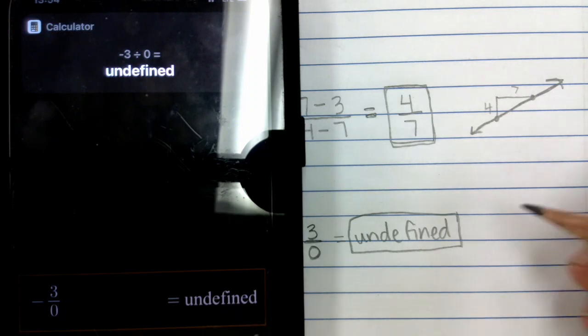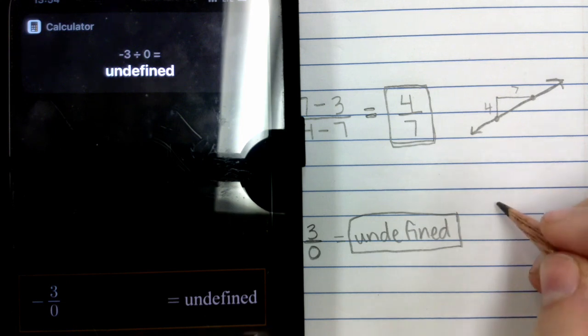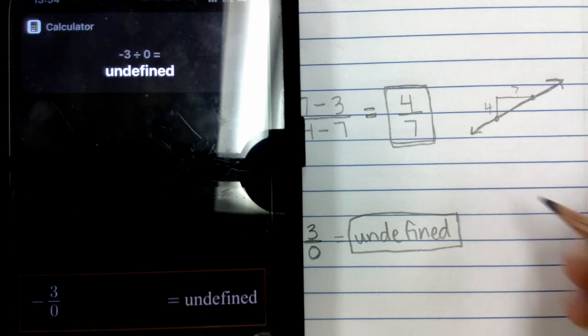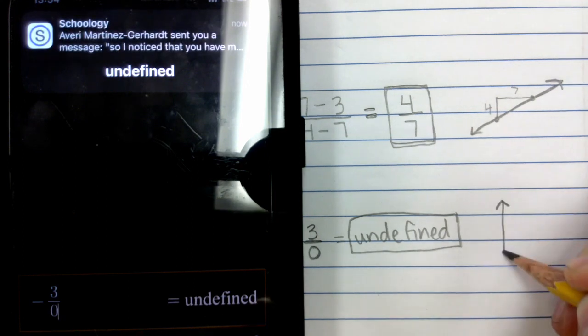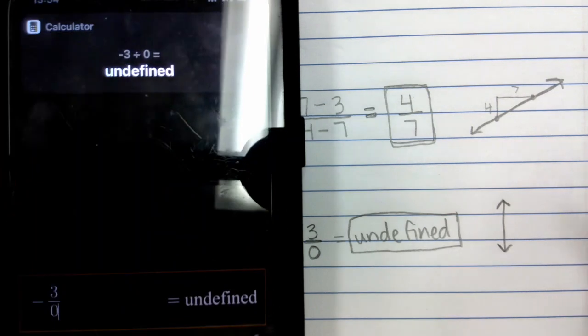Alright, but here's the thing. We're going to make a note down here. This is really important. If I have negative 3 over 0, and I see that 0 is in the denominator, I'm going to use a different color here. I'm going to use yellow. Negative 3 over 0, that's going to be undefined. We can't divide by 0.